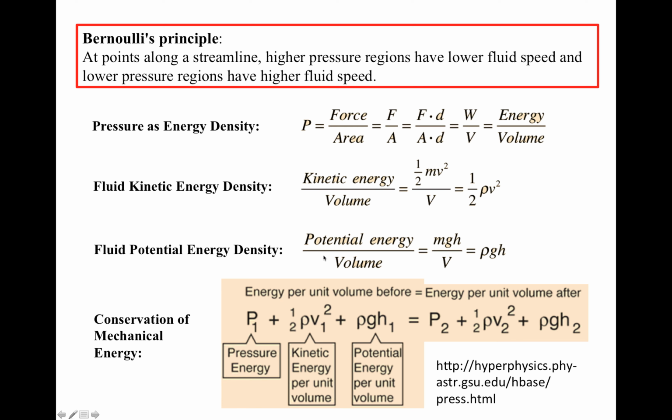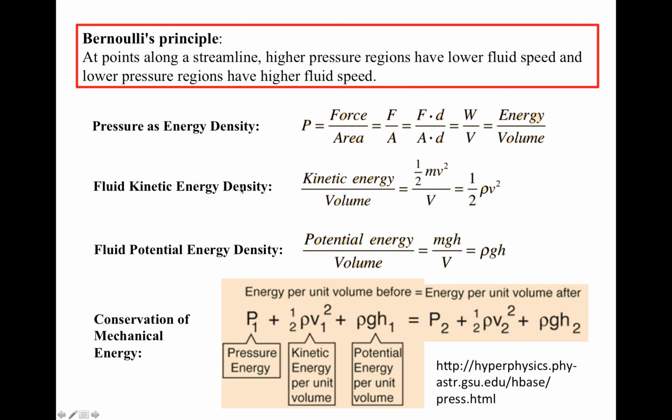Again, we want to get the volume density of it, so we divide by V. So mass divided by V equals the density of the fluid, so it's rho gh. If we do not consider any other kind of energy, then the mechanical energy should be conserved along the same streamline. At every point the mechanical energy is just the summation of the pressure energy, the kinetic energy, and the potential energy.